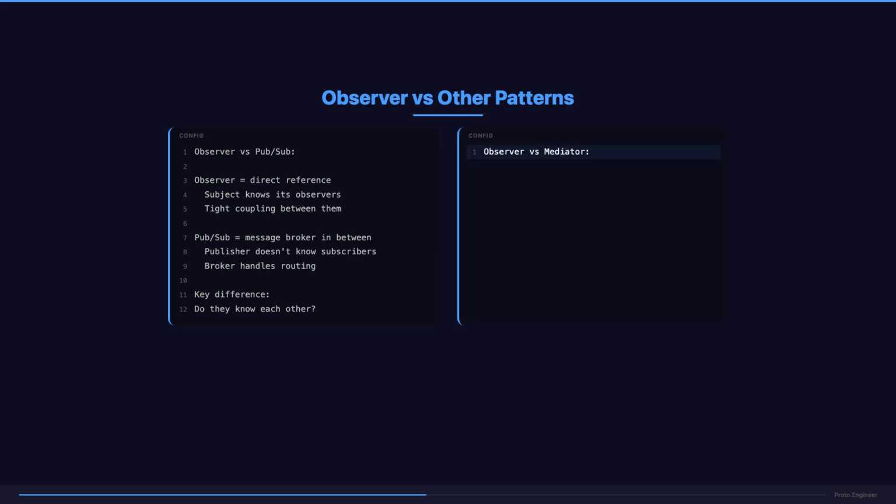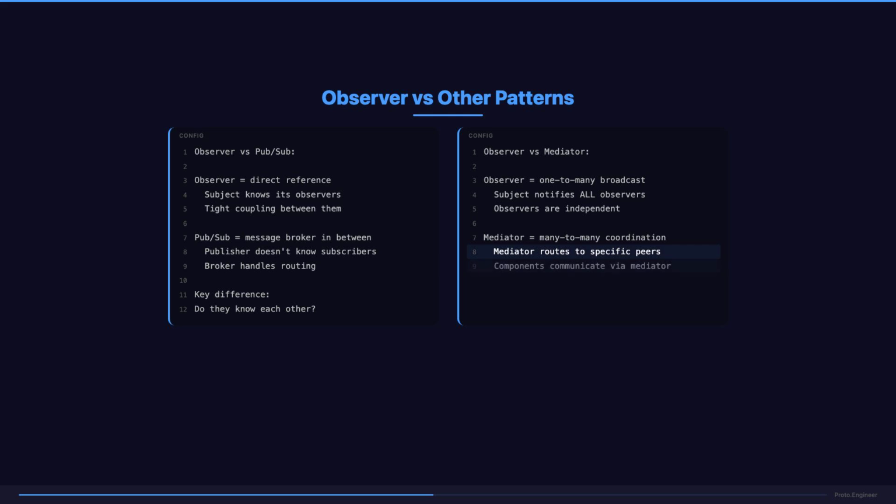The broker handles routing. Observer is better for in-process communication. PubSub is better for distributed systems where components should not know about each other. They complement each other. Use observer locally, PubSub across services.